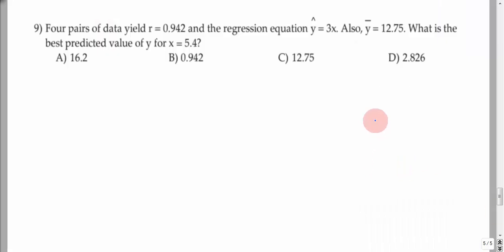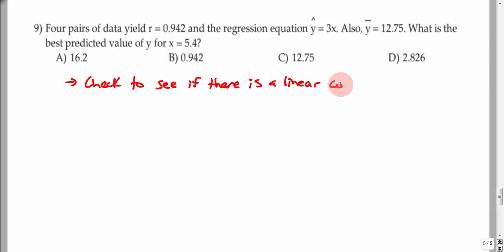So this is really the exact same setup, and so what I need to go through here is to check to see if there is a linear correlation. It kind of looks like there could be here because look at our R value. Our R value is pretty big. So let's go ahead and run through the test.